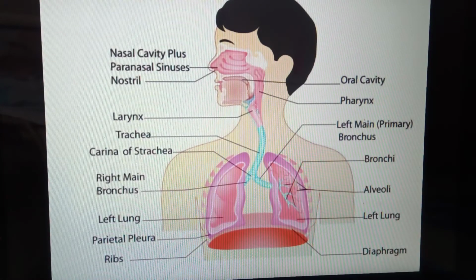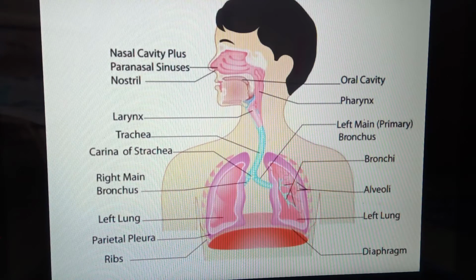This is Shraddha and today I will explain about the respiratory system. So what is the respiratory process? This is the process by which oxygen is taken in and carbon dioxide is given out from the body. And in healthy people, the normal rate of respiration is 12 to 16 breaths per minute.